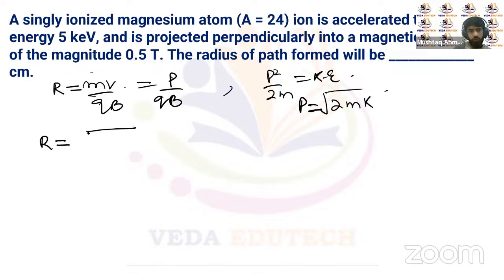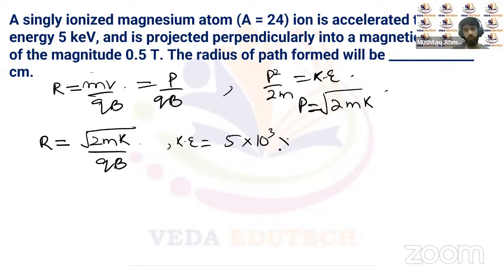That will be under root of 2mK upon qB, right? So now we have the equation of the radius of the circular path in terms of the kinetic energy of the particle. Now, the kinetic energy of the particle is given as 5 kilo electron volts.